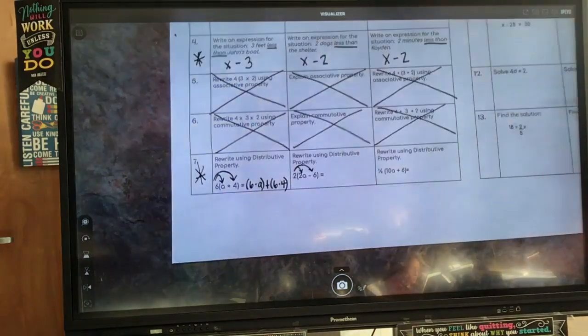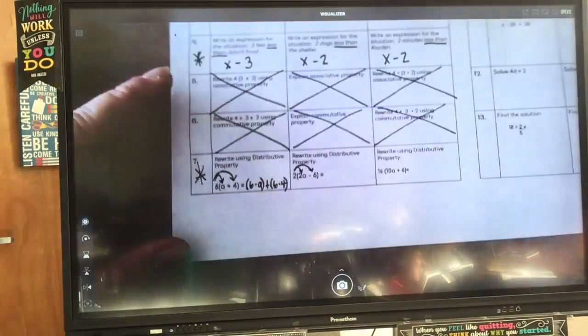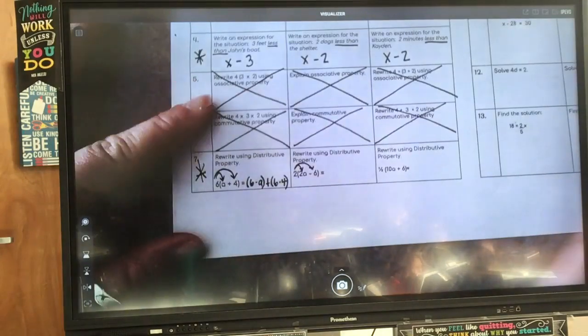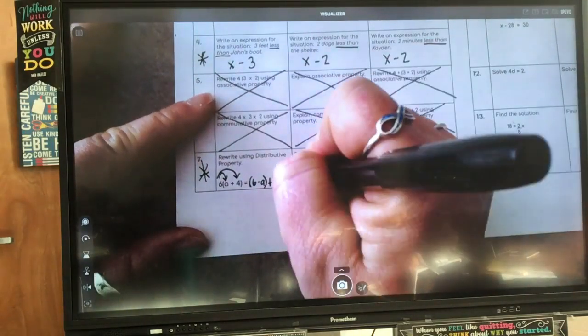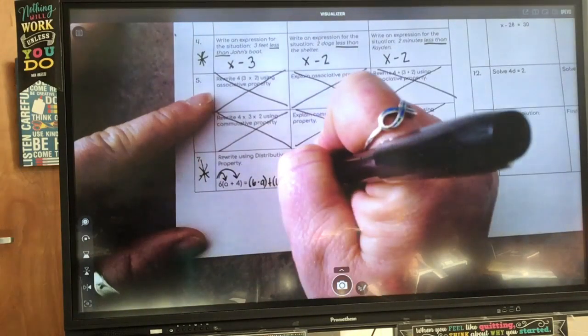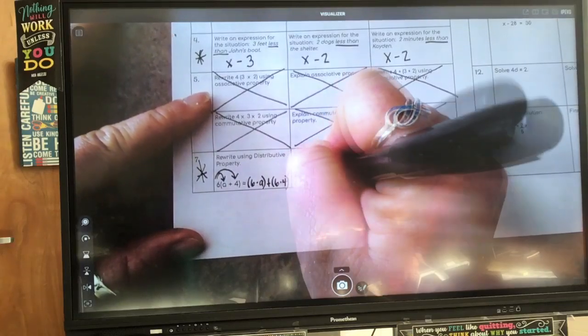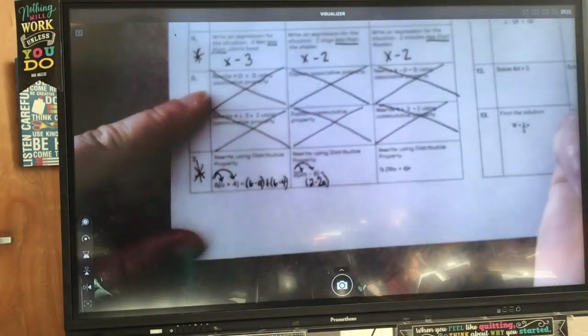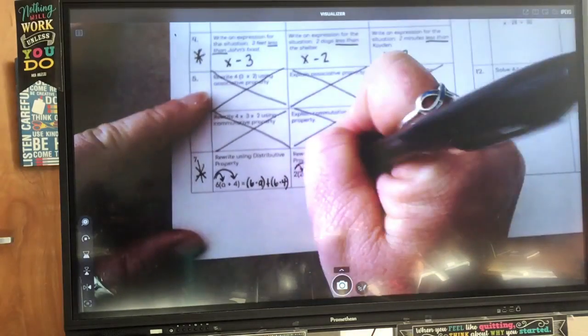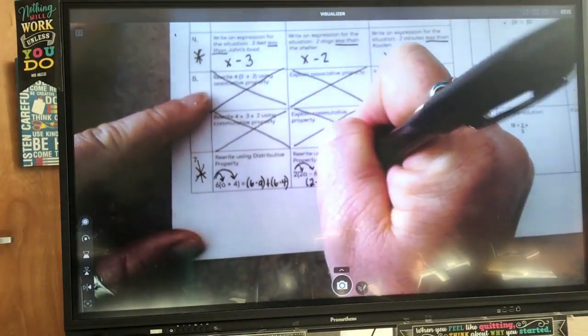Alright, so for the second one, someone will raise your hand and tell me when I distribute my 2 in, what is it going to look like when I rewrite it? You said 2 times 2a minus 2 times 6. Why did you subtract?